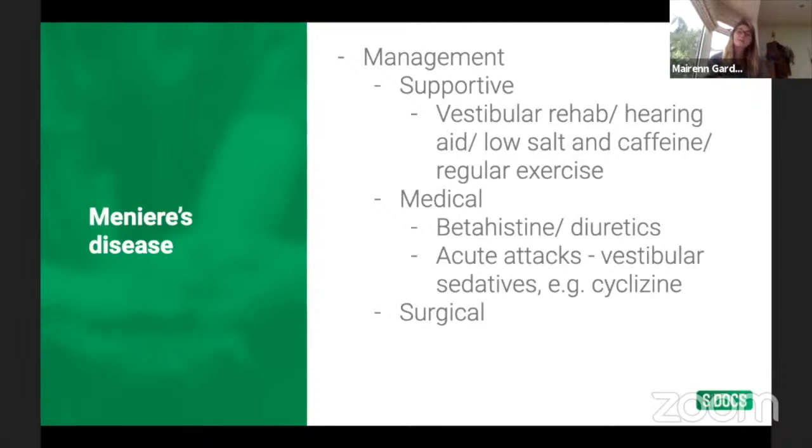And with acute attacks, you can give them vestibular sedatives, but as with all sedatives, you shouldn't be giving them in the long term, and they should only be used in the acute attacks. There's also a large number of surgical treatments that you can do for Meniere's disease, including grommet insertion, something called endolymphatic sac decompression, or a vestibular nerve section. These often aren't used, but if it's severe, then they might be.